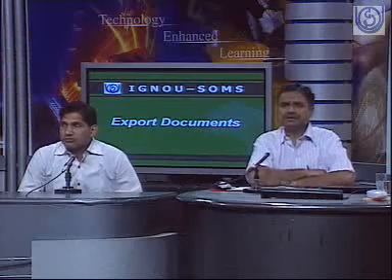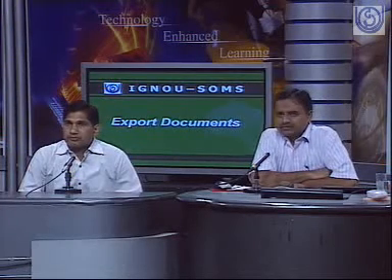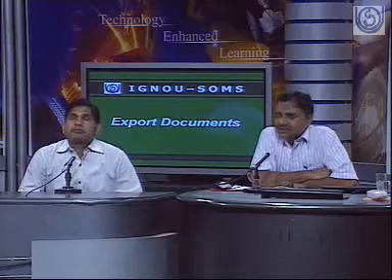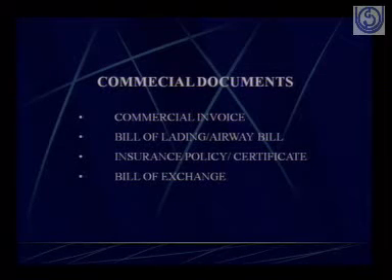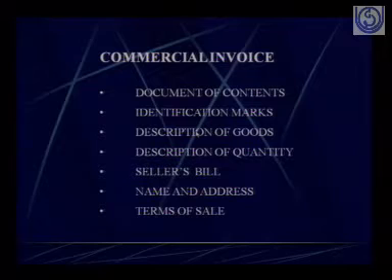Then let us come to the commercial documents. Under the CIF contract, that is the cost, insurance and freight contract, the major commercial documents are: the commercial invoice, then the bill of lading or airway bill, then the insurance policy or certificate, then the bill of exchange. These four are the major commercial documents. Now let us discuss these documents.